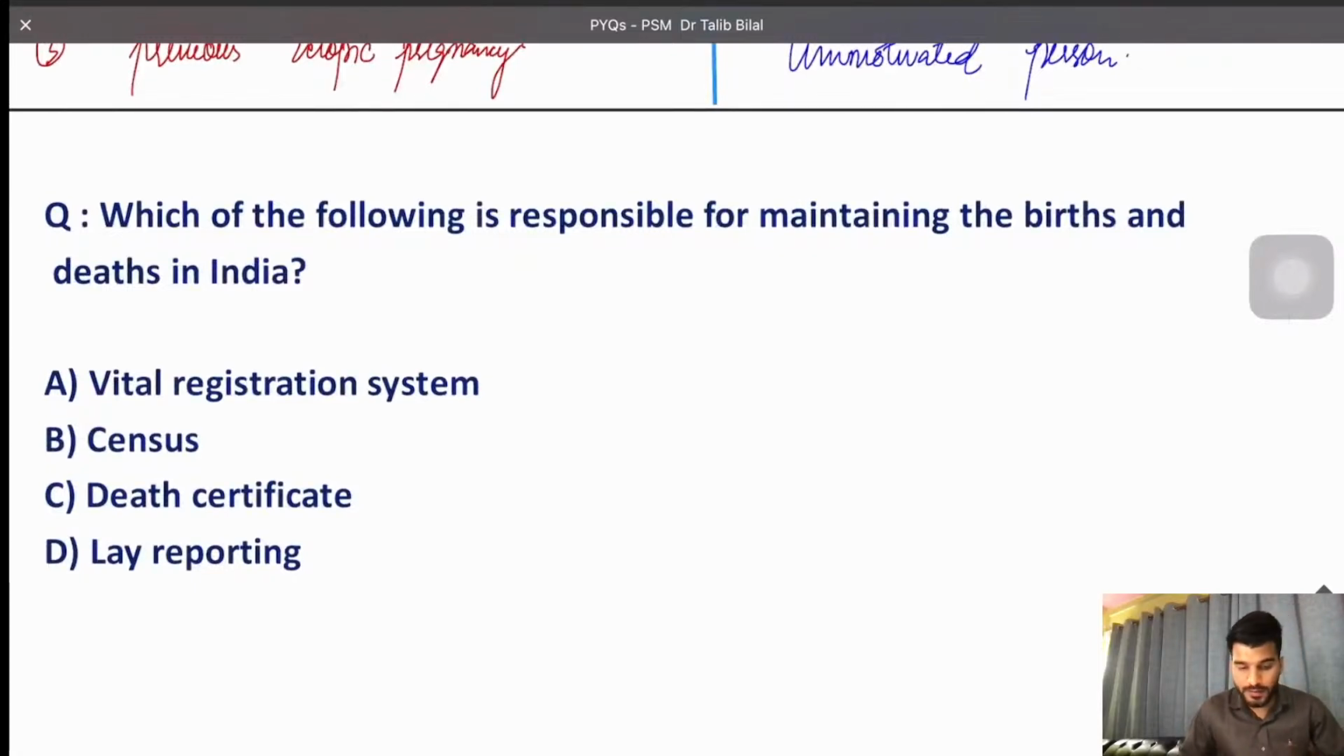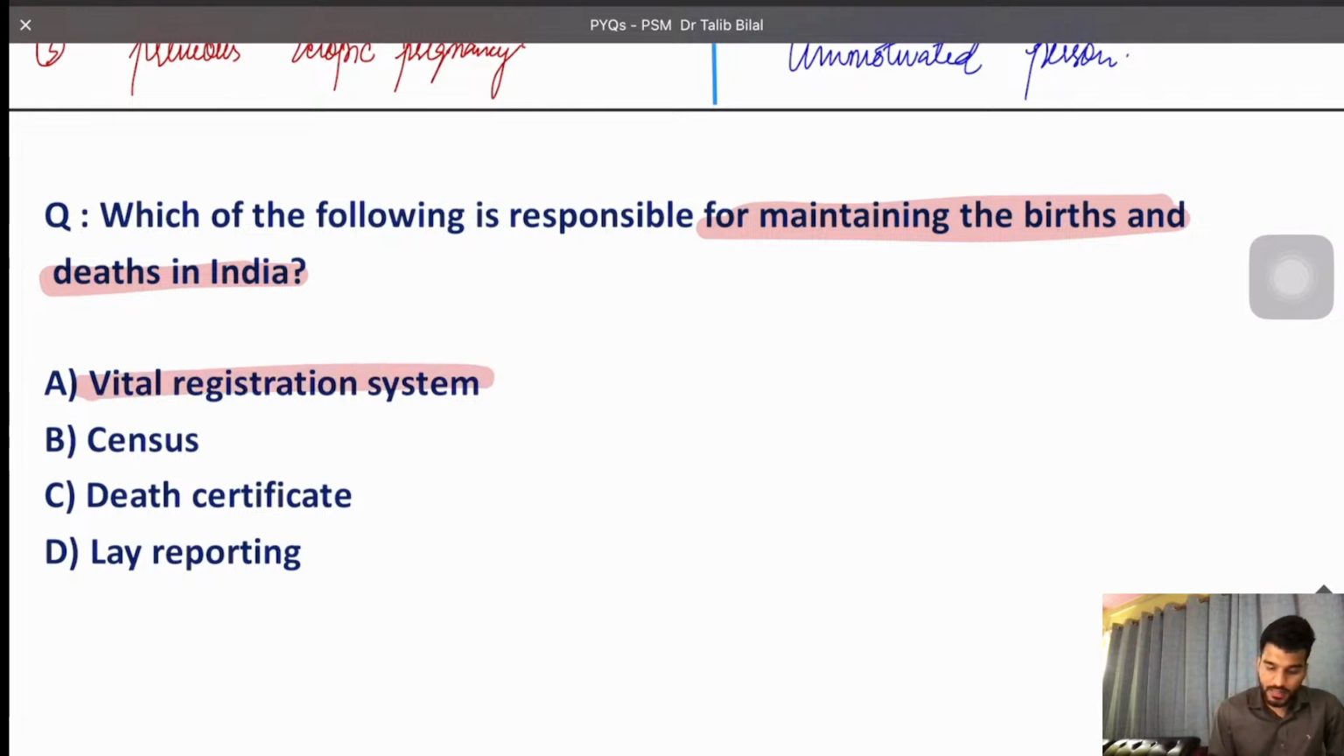Which of the following is responsible for maintaining the births and deaths in India? Which system is responsible for maintaining the births and deaths in India? That goes with the vital registration system.